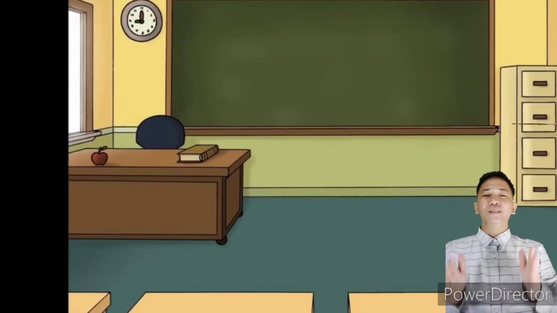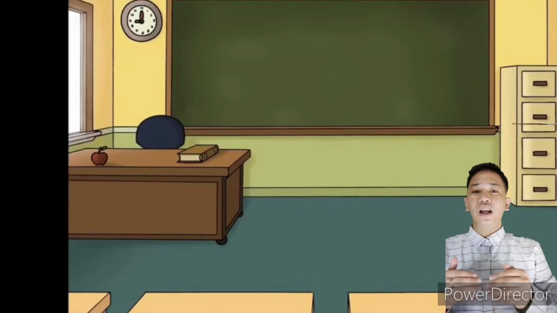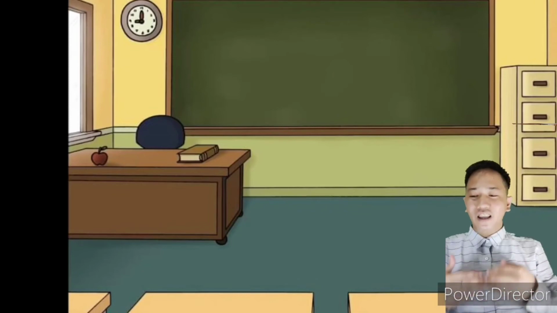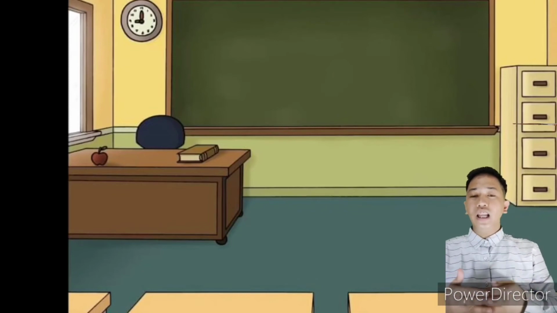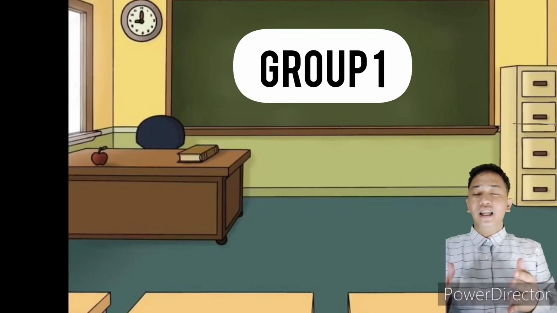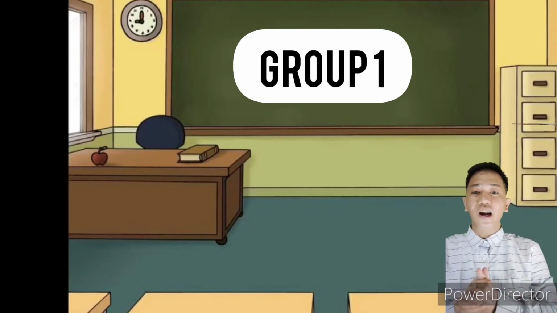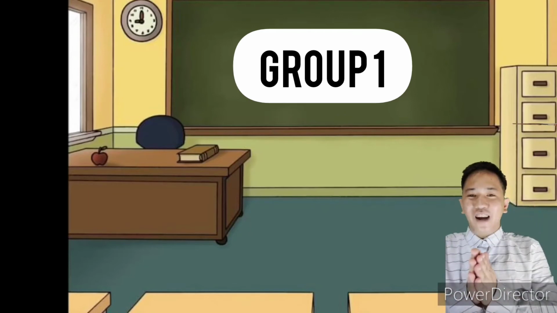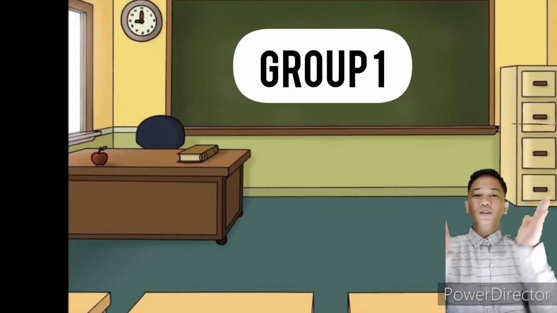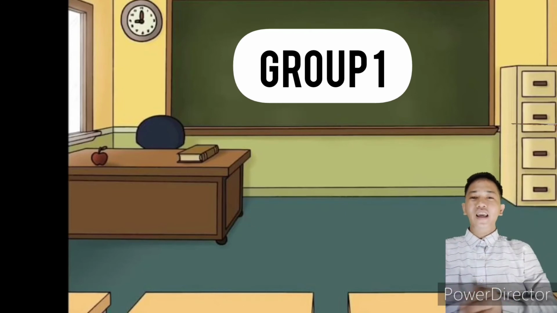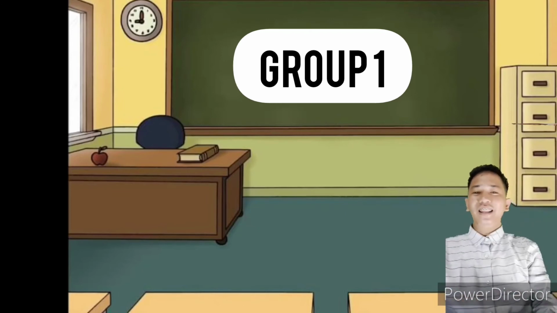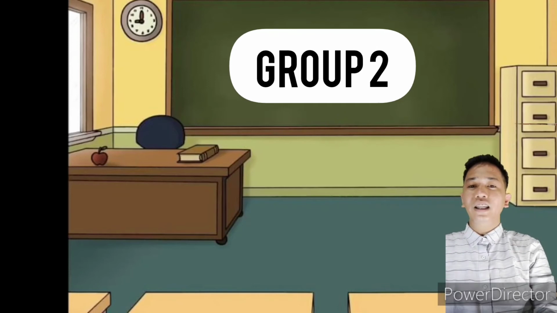Alright, it seems that the groups are now here and they already accomplished their activity. I am now calling group 1, or should I say the leader of group 1, to present their activity. Good job, group 1. Let's give group 1 a very good clap. 1, 2, 3, 1, 2, 3. Very good. Now, may I call on the leader of group 2 to present their activity.